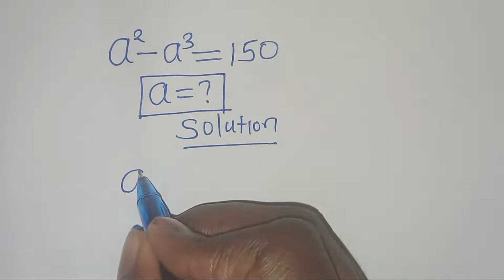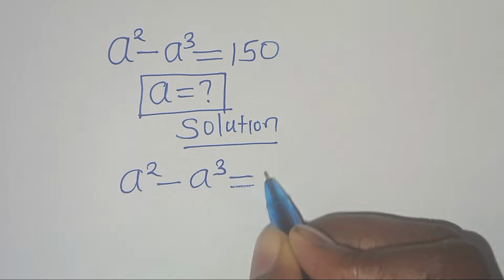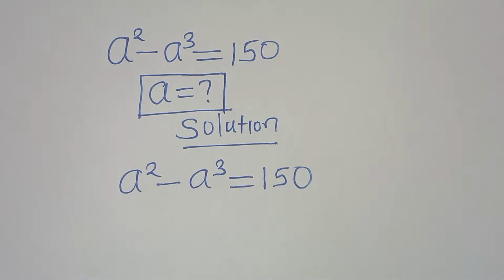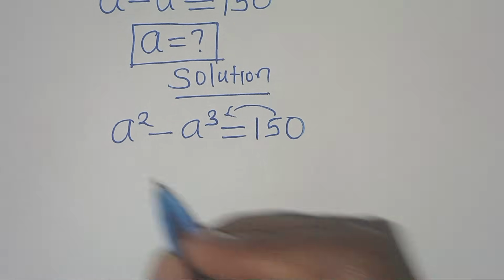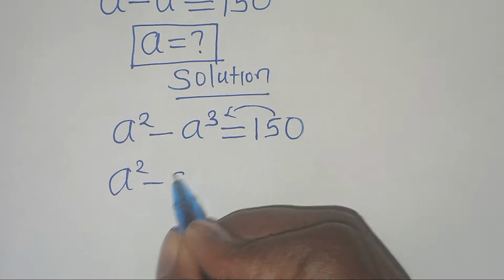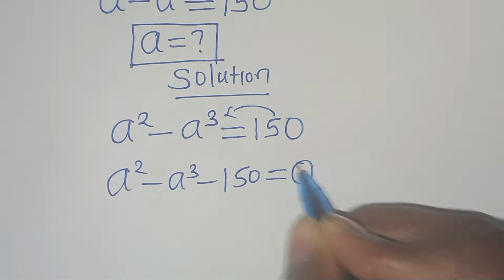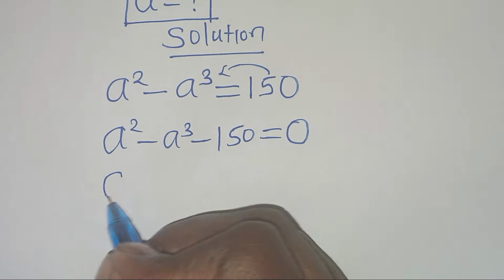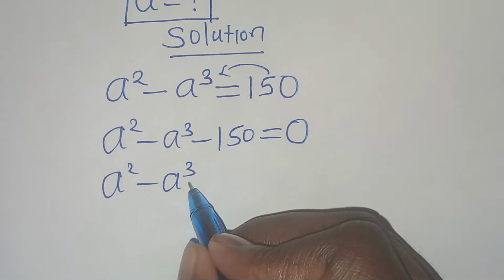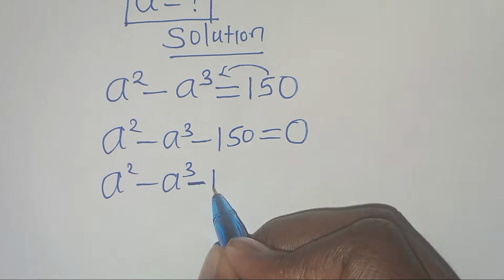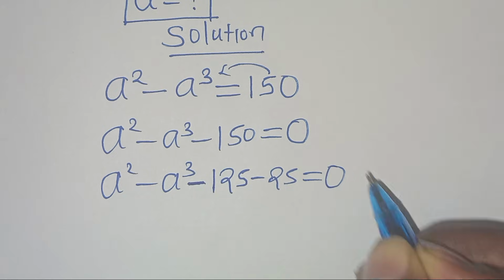We have a to the power of 2 minus a to the power of 3 equals 150. The first step is to take 150 to the left hand side, so that we have a squared minus a to the power of 3 minus 150 equal to 0. We can express minus 150 as minus 125, subtract 25. This is equal to 0.